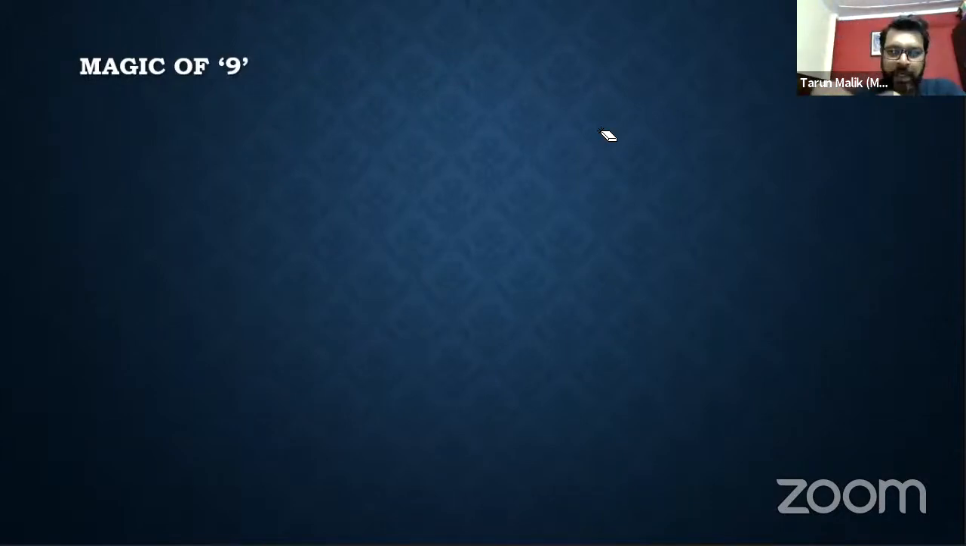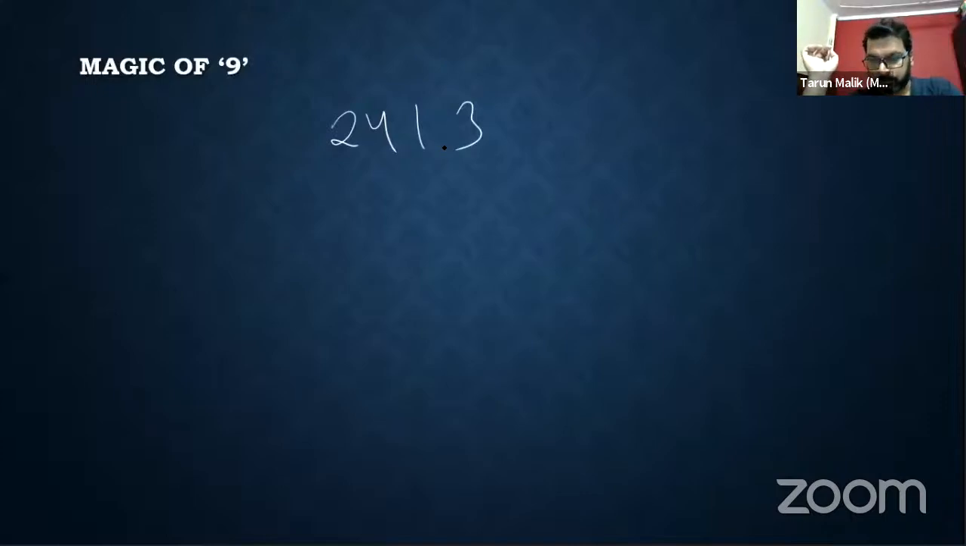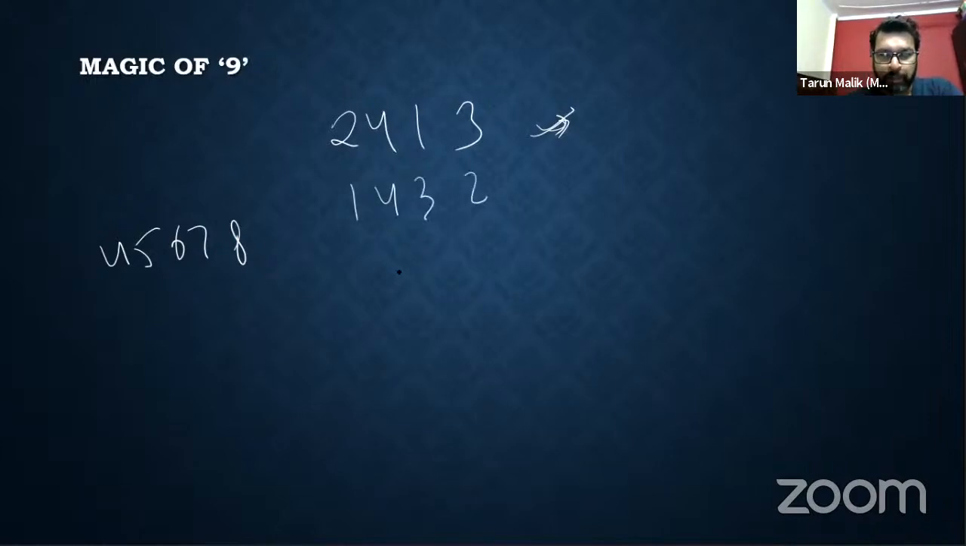If you give me any random number, 2, 4, 1, 3, right? Is this number a multiple of 9? No. Now if you form one more number using the same digits, using 1, 2, 3, 4 only. Anybody can make a number using these 4 digits? Give me a number. 1, 4, 3, 2. Now if you subtract the smaller number from the larger one, the difference is always a multiple of 9, guaranteed.